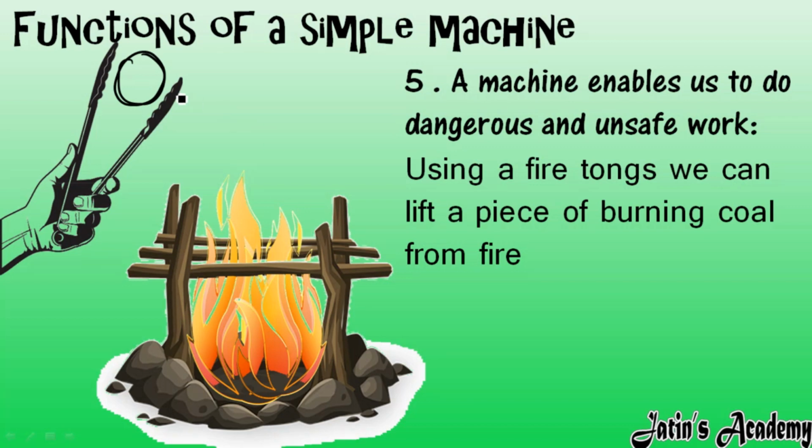Okay, but in order to do this unsafe or dangerous work, we are using this kind of simple machine known as fire tongs. This is a fire tongs which enables us to burn this material or burn this substance in a fire. So this simple machine is making our work easier. This is a simple machine.